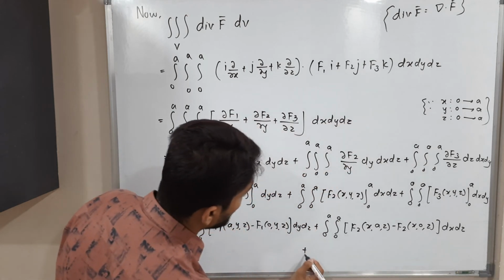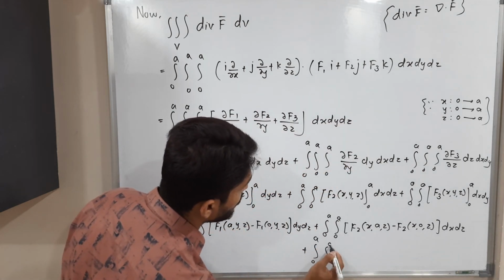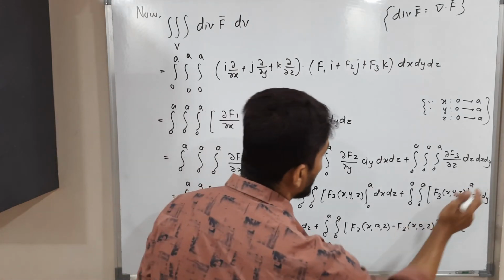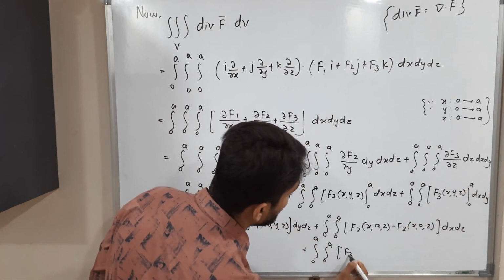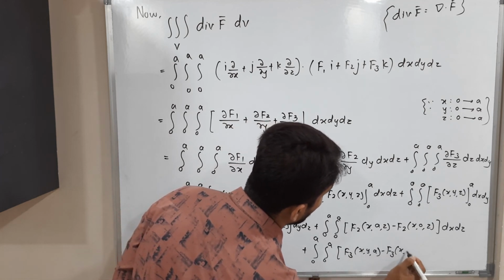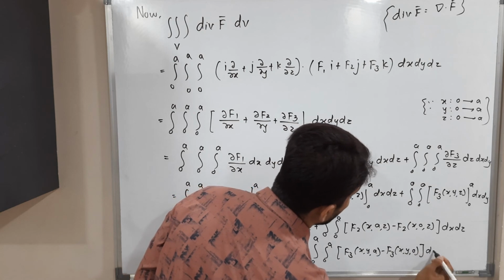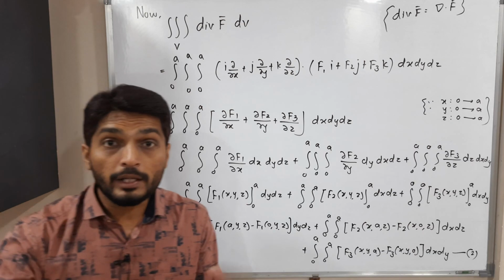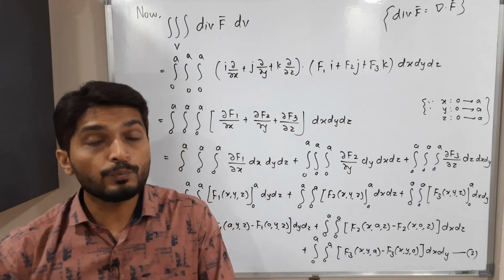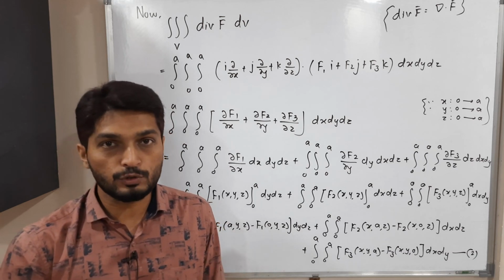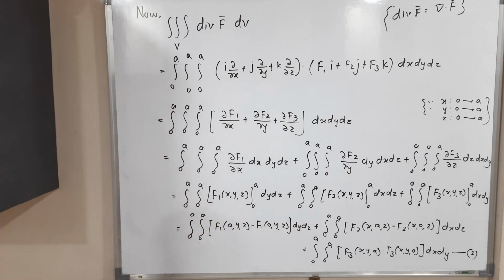Let us talk about the last integral, 0 to a, 0 to a. Here the integration was with respect to z, so in place of z I will put the upper and lower limits. So this is f3(x, y, a) minus f3(x, y, 0), dx dy. So this is equation number 2. From equations 1 and 2, we have got the same right hand side, so we can clearly say the left hand sides are also equal. There is no more space to write, so make a screenshot of it, then I will go further.